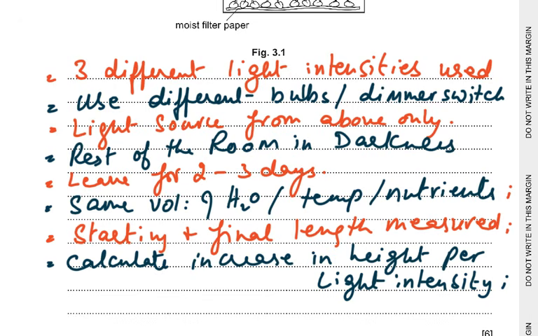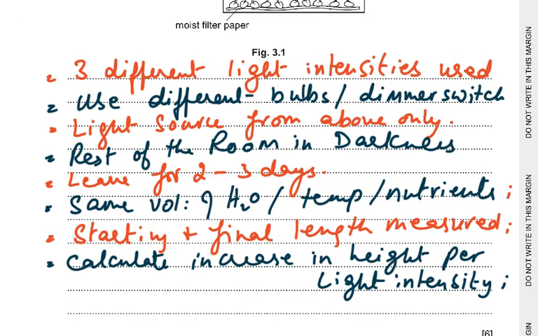So we've got about 8 points, and you could have given me any six to get these 6 out of 6. So three different light intensities were used. Use different bulbs, or use a dimmer switch, or you can move the lamp. Then light source from above only. Then the rest of the room should be in darkness, because otherwise there are other lights in the room as well. So you can't say it's only because of the lamp. Leave for 2 to 3 days, because you can't see them growing in a few hours. You'll have to leave them for even more time. And then you should have measured the length in the beginning and then the length after the 3 days.